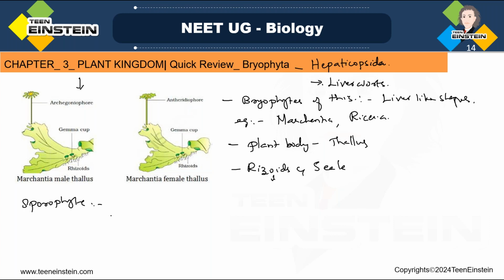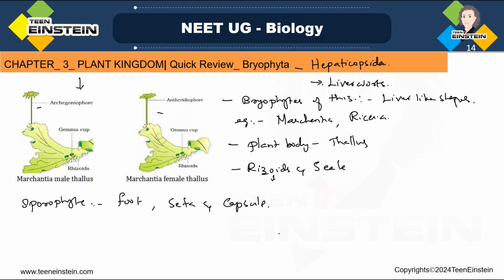The sporophyte of liverwort is completely dependent upon the gametophyte for food, water, and habitat, that is, for survival. The sporophyte of liverwort is made up of foot, seta, and capsule, as discussed in the general characters.